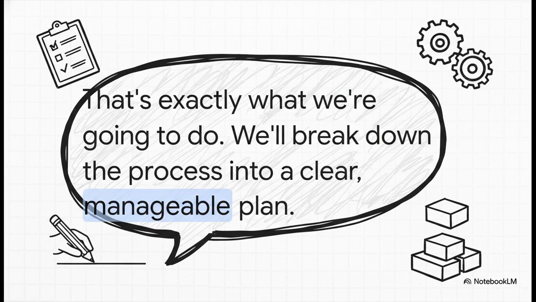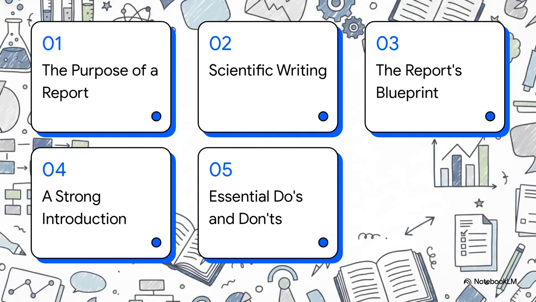Seriously, think of this as the architectural drawing for your report. It's going to guide you from the ground up. So here's our roadmap. First, we'll tackle the why, the real purpose of a report. Then, we'll get into the specific writing style you need to master. After that, we'll look at the actual blueprint, the structure, and then zoom right in on how to write a killer introduction. And we'll wrap it all up with some super important do's and don'ts.